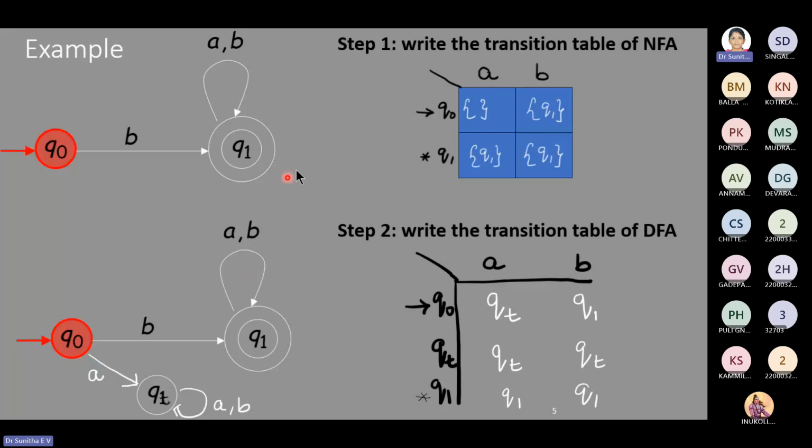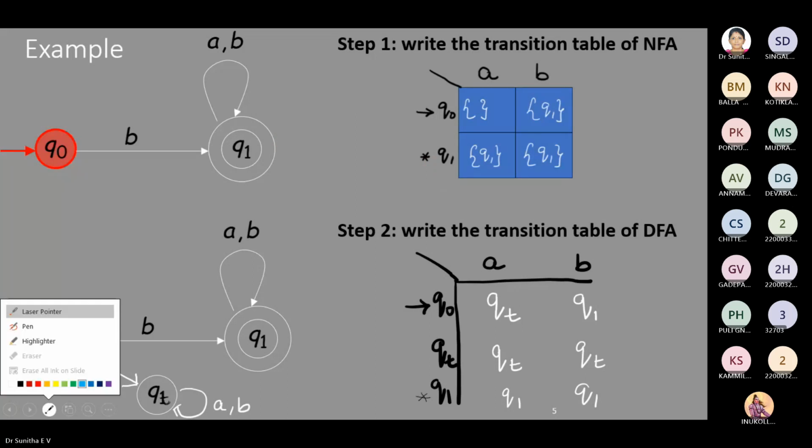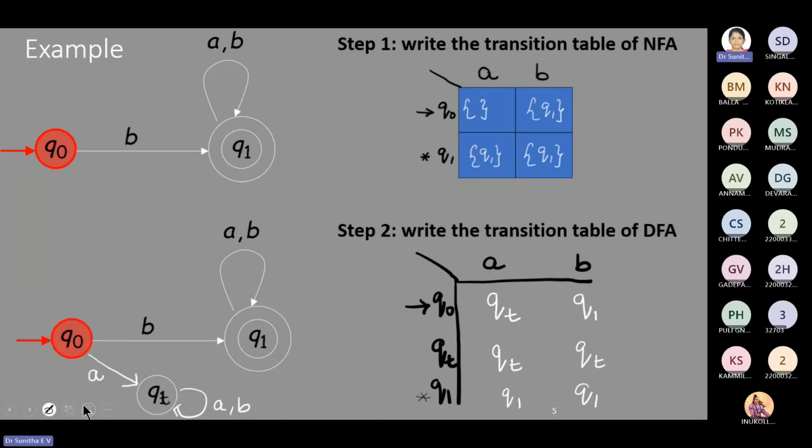So hope you understood this example, the conversion. There are only two steps. One is to write the transition table of the NFA. Then from that, step by step, you construct the transition table of the DFA. Then from the transition table, draw the transition diagram. That is all. So this is the DFA corresponding to our given NFA. From this NFA, we converted it into the DFA using these two steps. So that is all for NFA to DFA conversion.